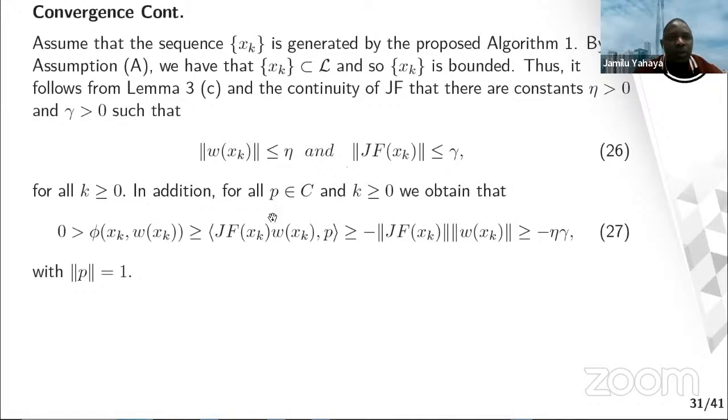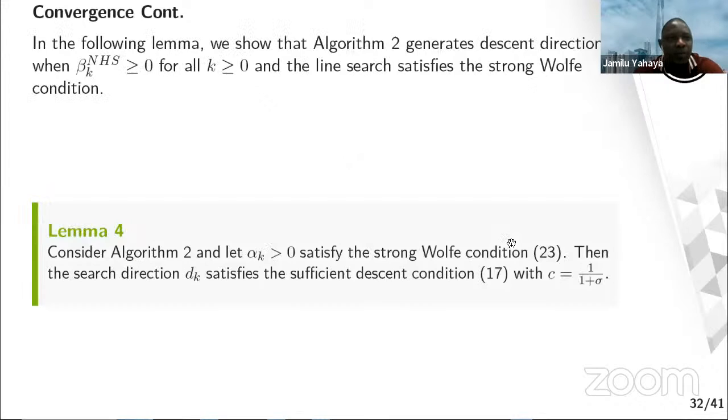Now, assume that the sequence x k is generated by the proposed algorithm one. By assumption A, we have that x k is in L, and so x k is bounded. Thus, it follows from lemma 3 and continuity of JF, that is the Jacobian, that there are constants eta bigger than zero and gamma bigger than zero such that we have equation 26 and relation 27. In the following lemma, we show that algorithm two generates a descent direction when our modified beta k HS is non-zero for all k and the line search satisfies the strong Wolfe condition. So this is our proposed lemma. Consider algorithm two and let alpha k bigger than zero satisfy the strong Wolfe condition 23. Then the search direction d k satisfies the sufficient descent condition with c equal to 1 over 1 plus sigma, where sigma is between 0 and 1.